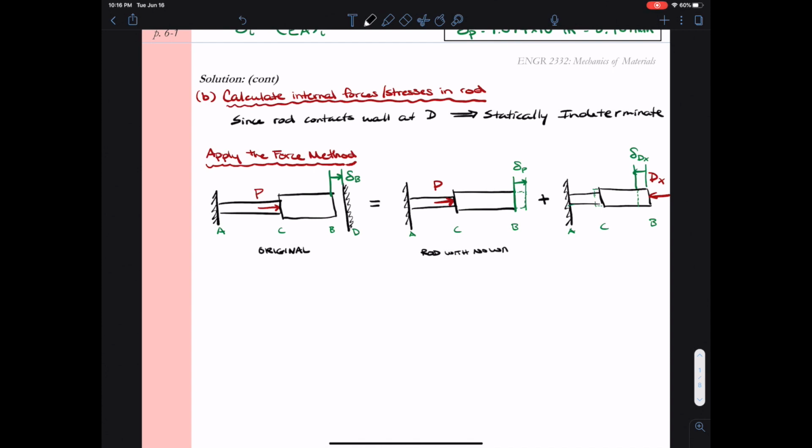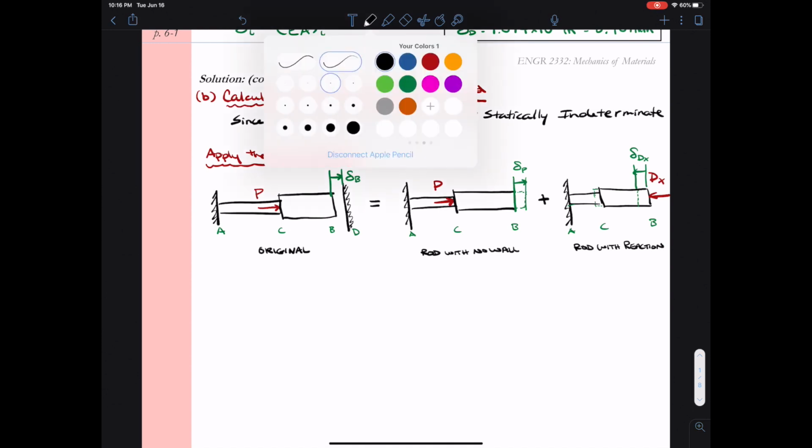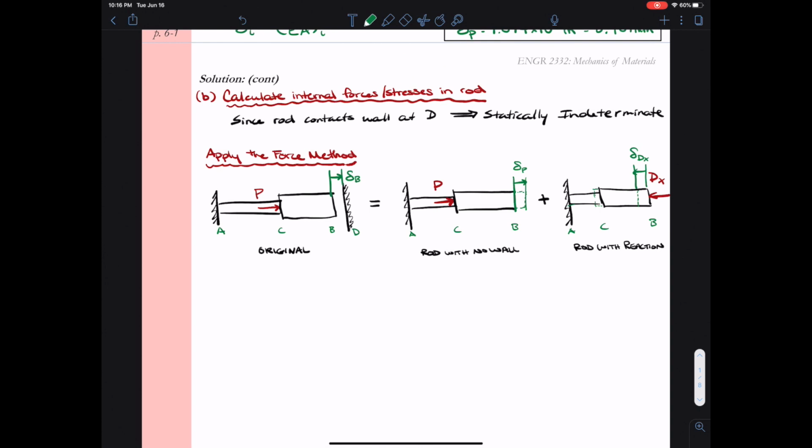All right, so I hope that mimics or mirrors the example we set up in the force method. When we first talked about the force method, we looked at just a uniform geometry for the rod. Now we're using different materials and different diameters, but it doesn't change the setup. Whenever we do the force method, we're aiming to come up with what we call the compatibility equation. In this case, our compatibility equation says that the total deflection, delta B, has to equal the sum of the two other deflections, delta P plus delta dx.